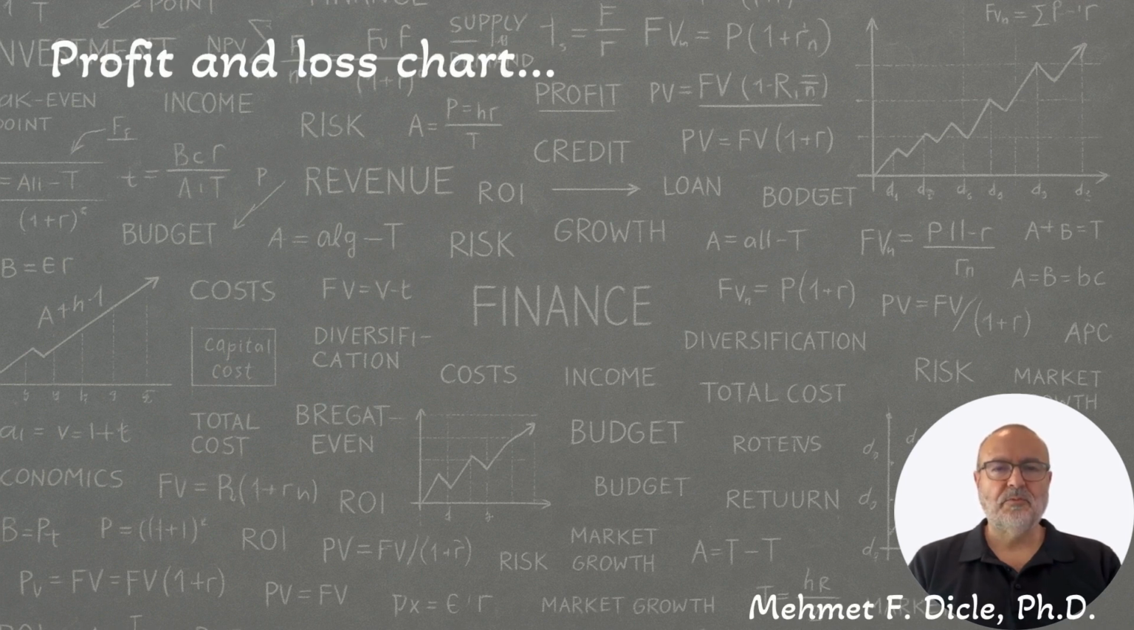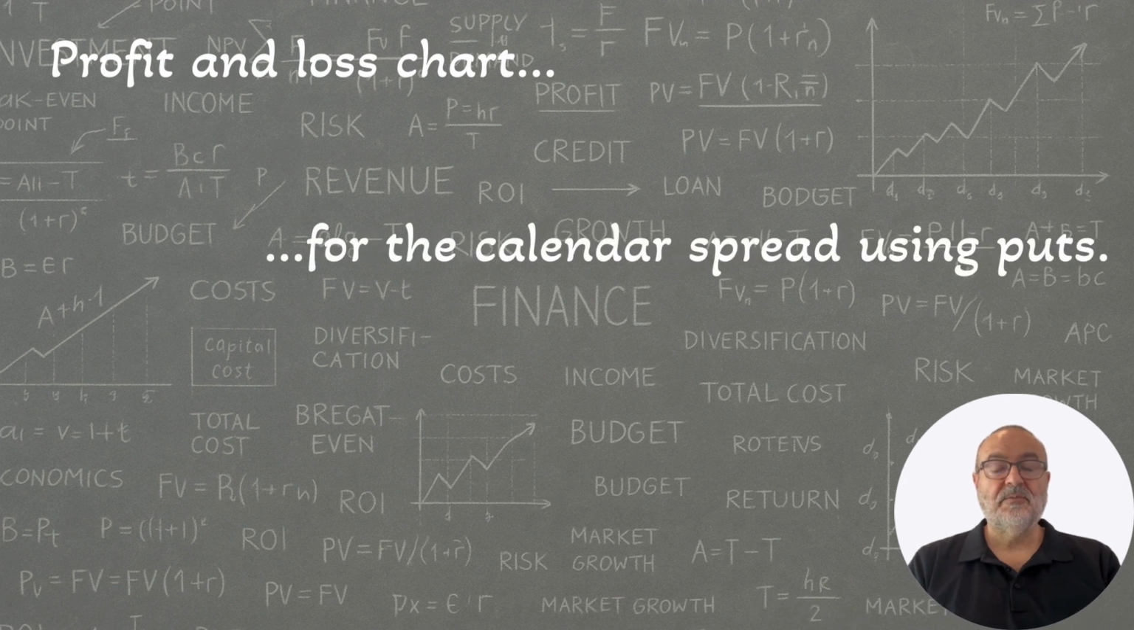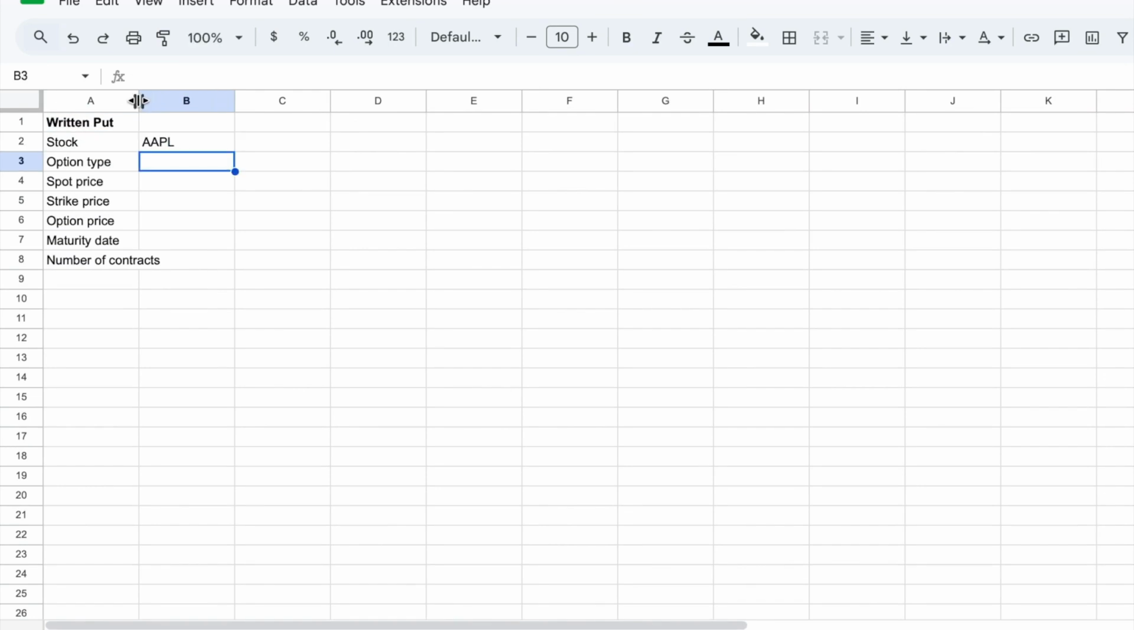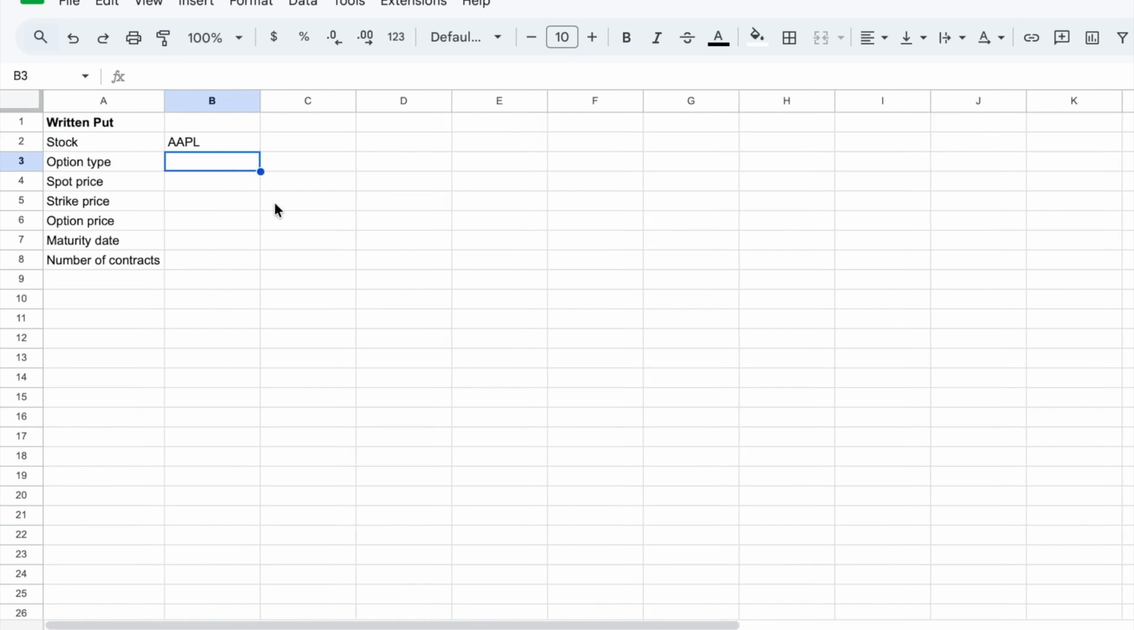Today we will review the profit and loss chart for the calendar spread using put options strategy. Let's begin. Remember that the calendar spread using puts strategy consists of two put options. We write one for the near term. We buy another one for the longer term. Both put options have the same strike price.